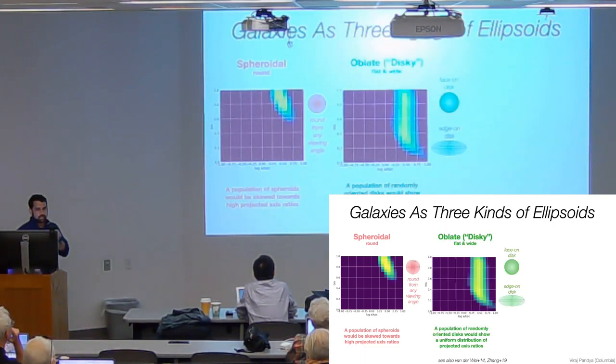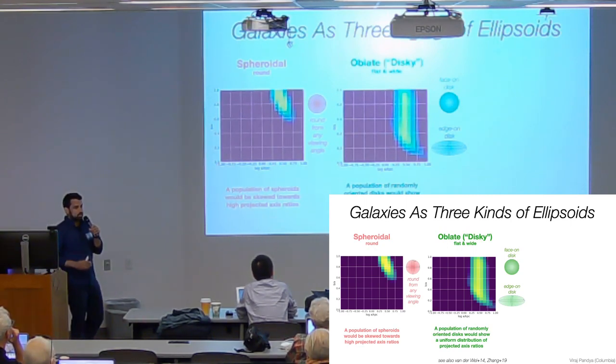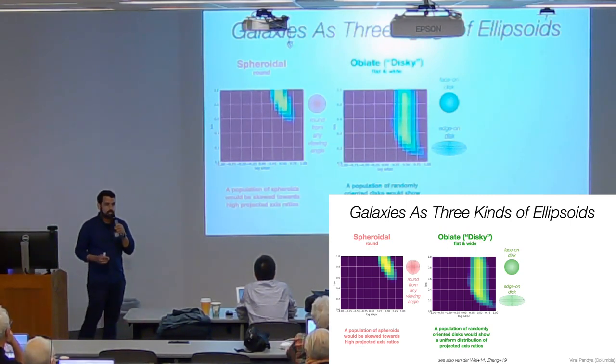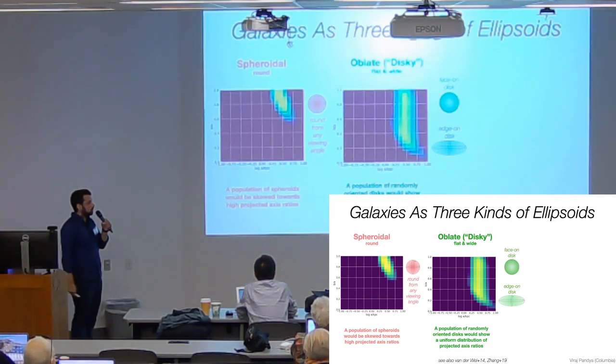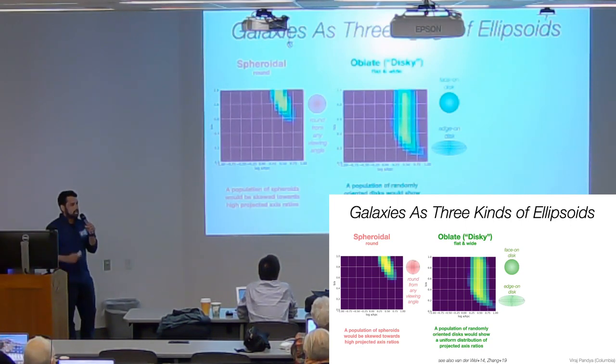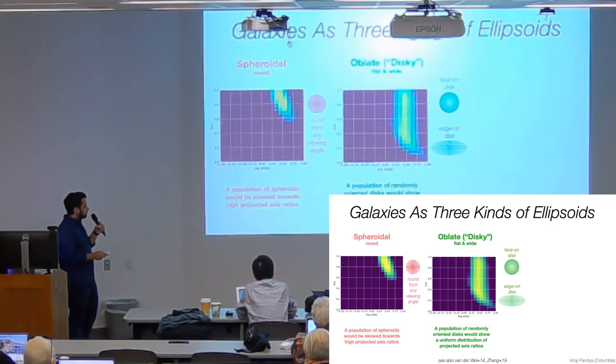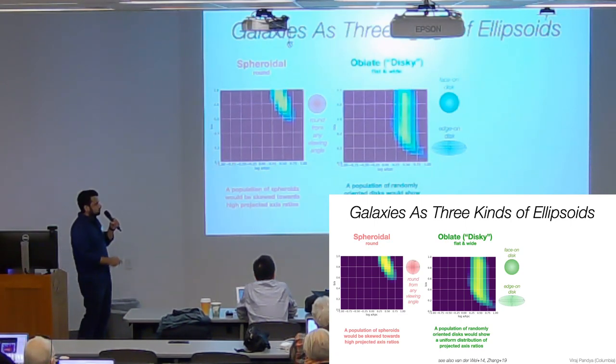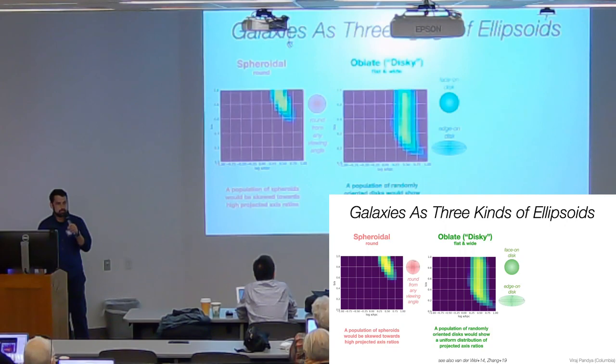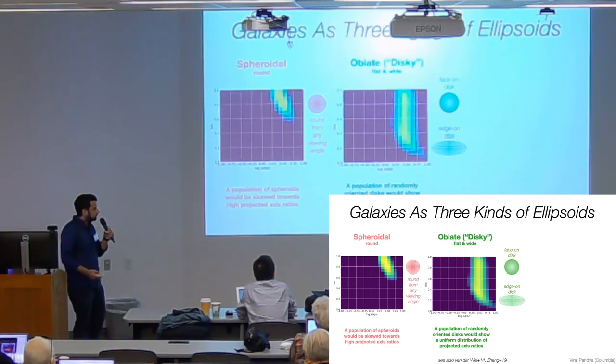Disks are different because you can see a disk face on, it's going to look round in projection with high B over A. You can look at a disk edge on, and it'll have a low B over A, but in fact, you're equally likely to observe a disk from any viewing angle. And so for a population of oblate ellipsoids, you would see a uniform distribution in B over A that trails off at small B over A because disks have a finite thickness.